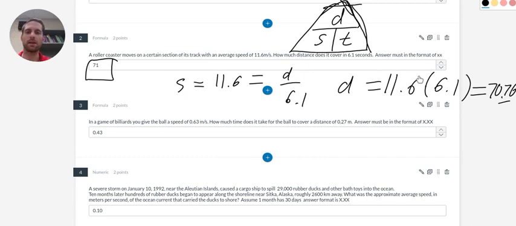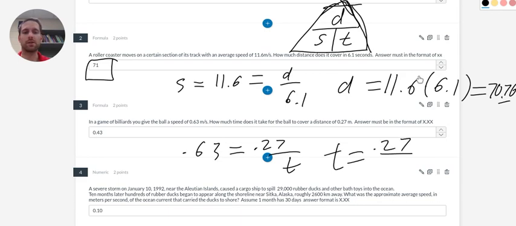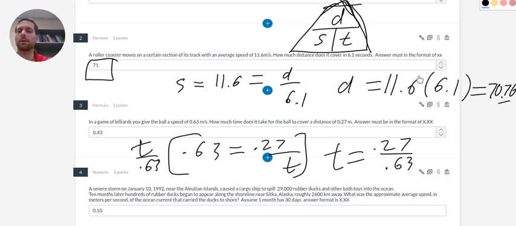All right, for number 3, here's my speed, 0.63. There's my distance, 0.27. And here's my time. And we know if we cover up the triangle for the t, we'll get distance over speed. Or we could just switch these places, and it gives us the same result. So t and 0.63 can switch places, and that will simplify things: 0.27 over 0.63. And if that feels kind of wrong, you can always do the correct order and multiply both sides by t over 0.63. You'll get the same result.